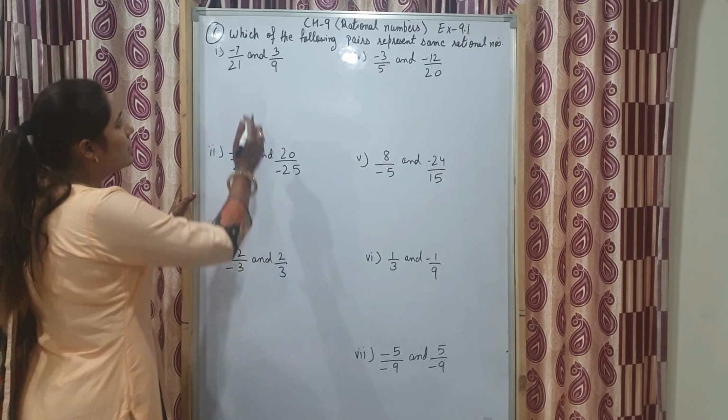greater. Now minus 1 upon 4 is negative, 1 upon 4 is positive. So a positive rational number is always greater than a negative rational number. 1 upon 4 is greater. You can cross multiply also, you will get the same answer.